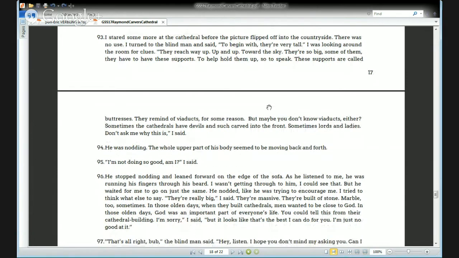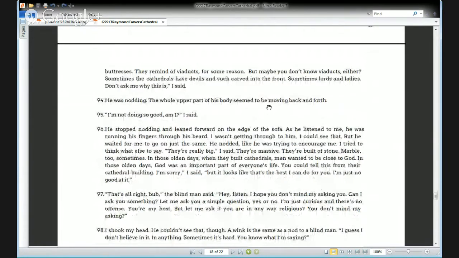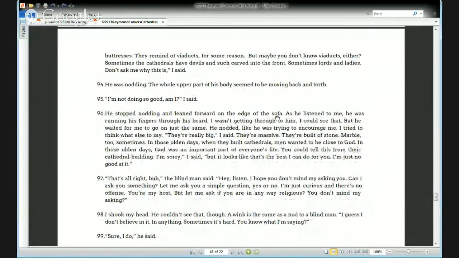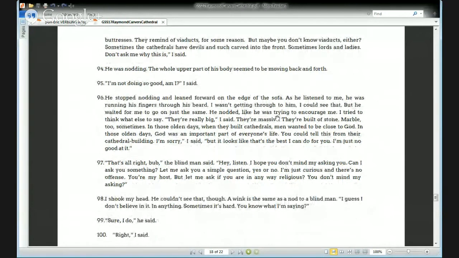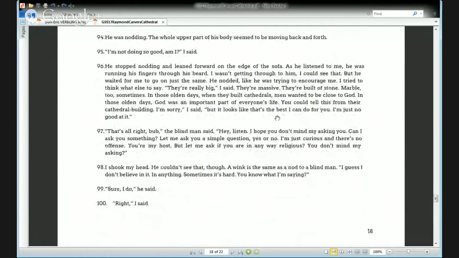He was nodding. The whole upper part of his body seemed to be moving back and forth. I'm not doing so good, am I? I said. He stopped nodding and leaned forward on the edge of the sofa. As he listened to me, he was running his fingers through his beard. I wasn't getting through to him. I could see that, but he waited for me to go on just the same. He nodded, like he was trying to encourage me. I tried to think what else to say.